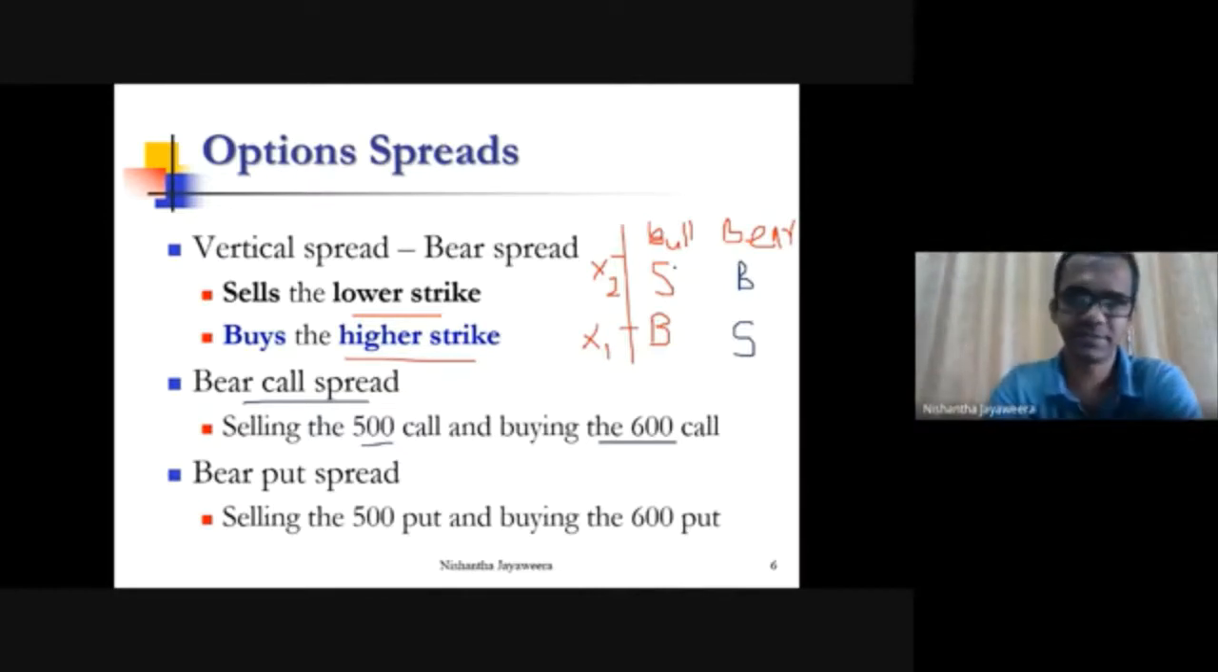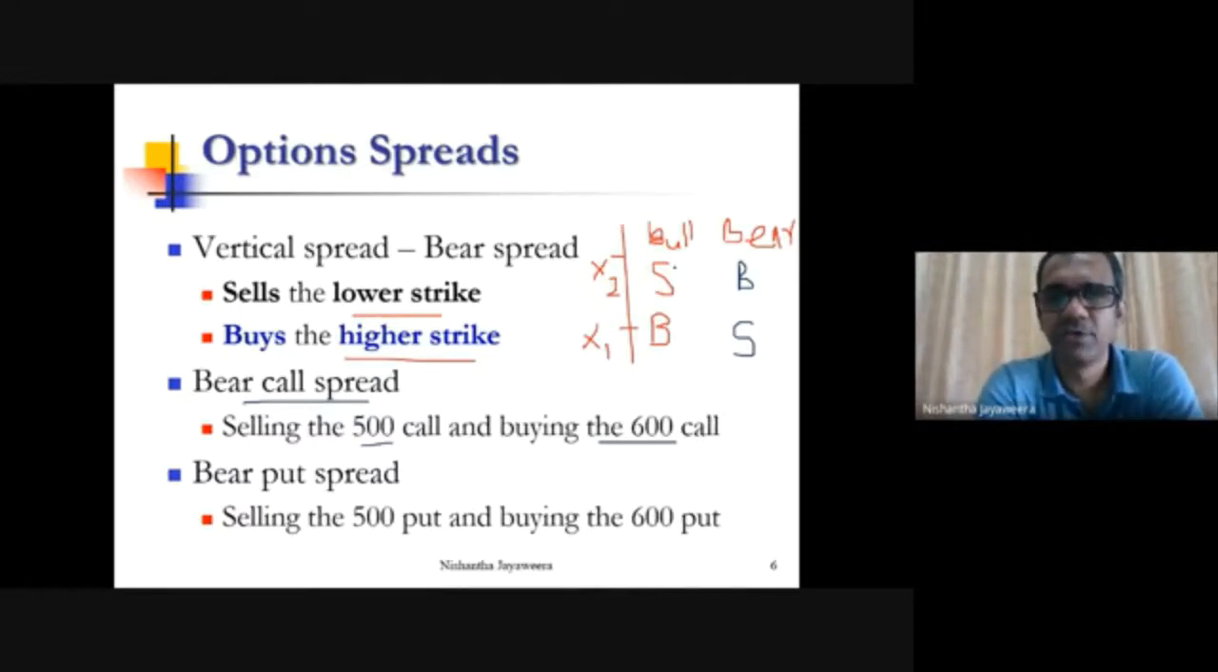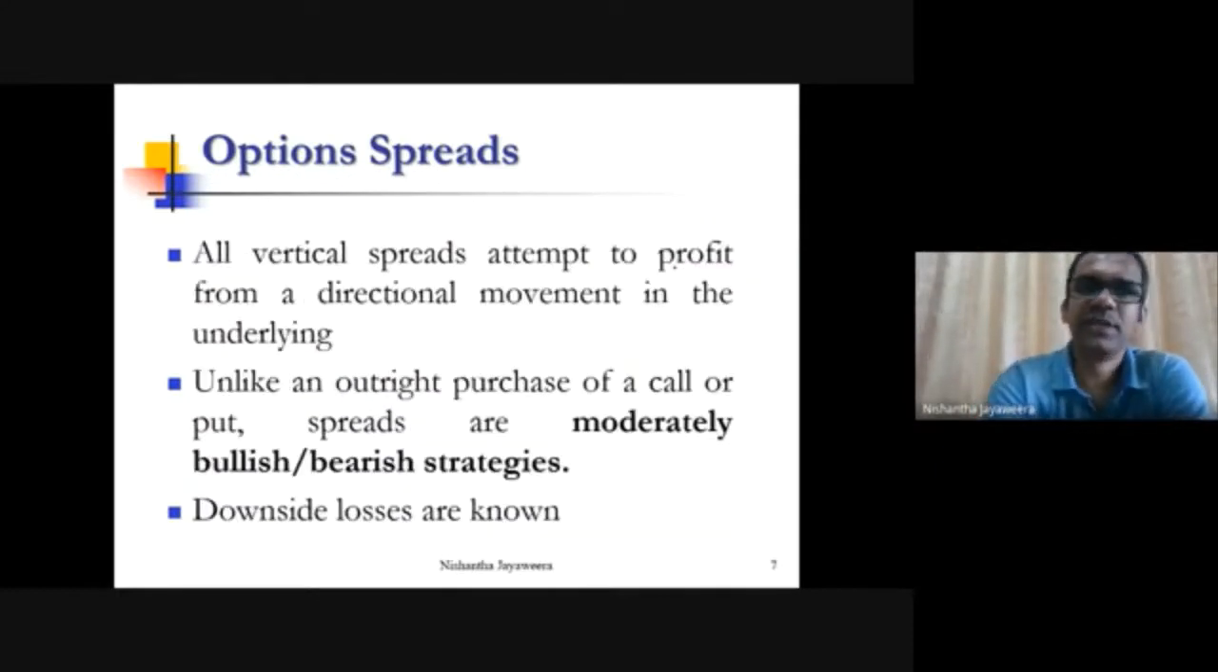This is something to remember, because this is the sort of definition. What is a bear spread? What is a bull spread? In a bull spread, you buy the lower strike and sell the higher strike. In a bear spread, you sell the lower strike and buy the high strike.